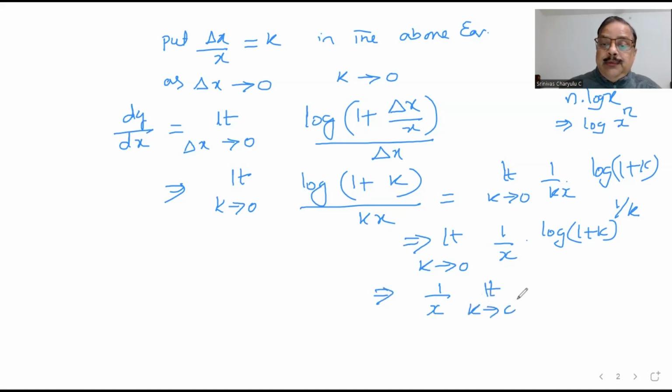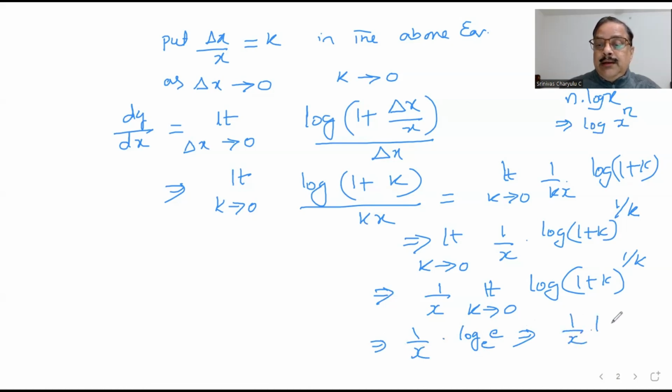Limit k tends to 0, log of 1 plus k whole to the power of 1 by k. So this is 1 by x times limit k tends to 0, 1 plus k to the power of 1 by k, which is called e. Log e to base e is 1. So finally 1 by x into 1, which is nothing but 1 by x. Therefore d by dx of log x became 1 over x. Hope you understood this. Carefully you have to see the substitutions.